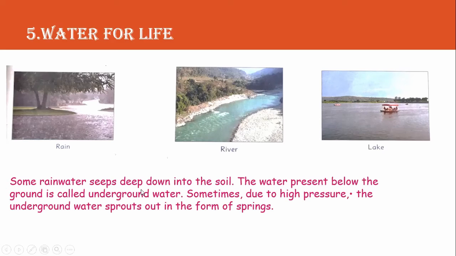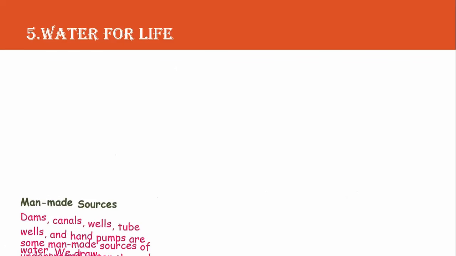Some rainwater seeps deep into the soil. The water present below the ground is called underground water. Sometimes due to high pressure, the underground water sprouts out in the form of a spring. The underground water that sprouts out is called spring water.